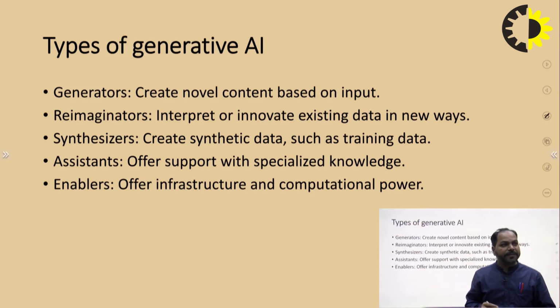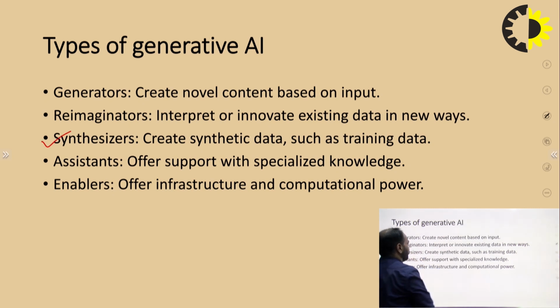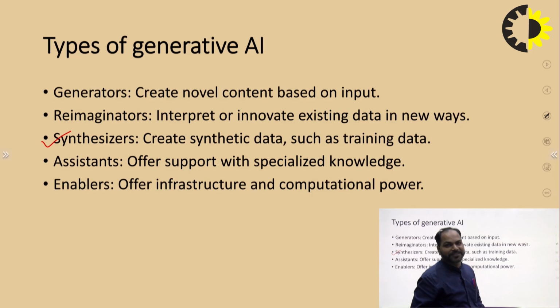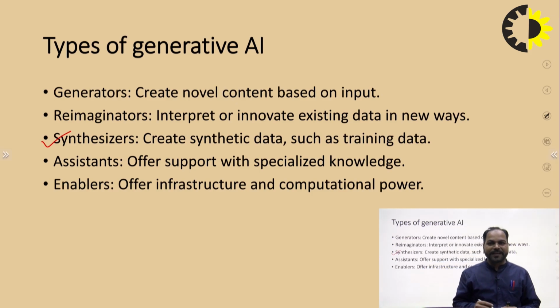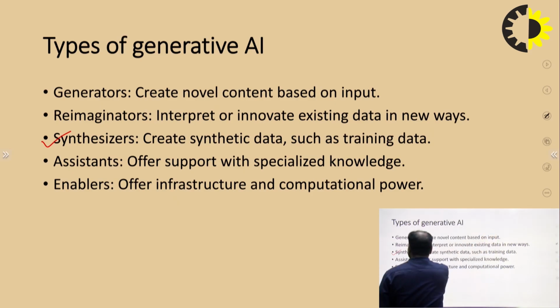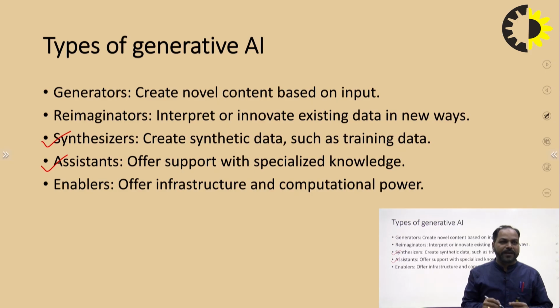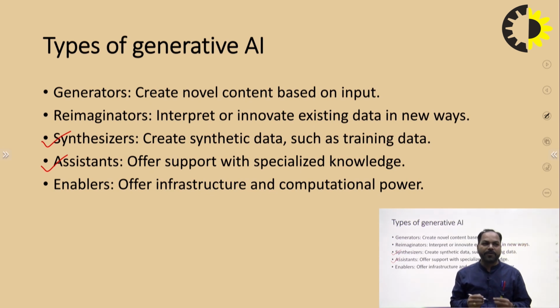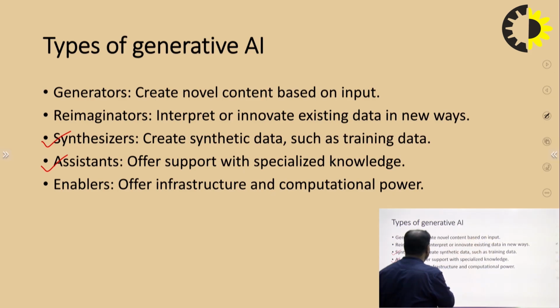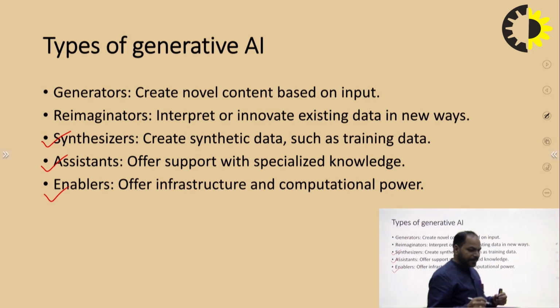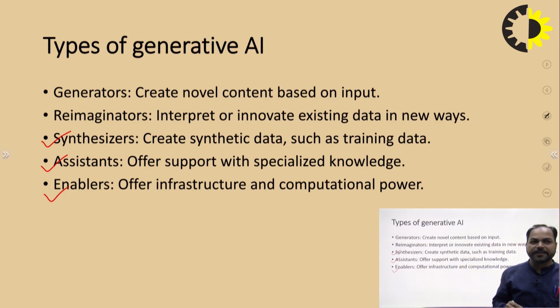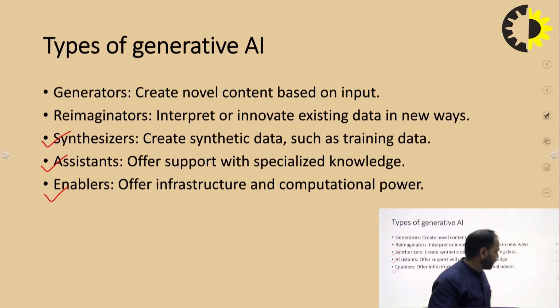And the third one is the synthesizer. It also creates synthetic data, just like artificial data, and on the basis of this data we can create animation, or we can create any innovative technology with the help of generative AI. And it also includes assistance, which offers how to work with generative AI, or is specialized in terms of knowledge and in terms of work. And it also has some infrastructure base to enable appropriate results in terms of computational power.